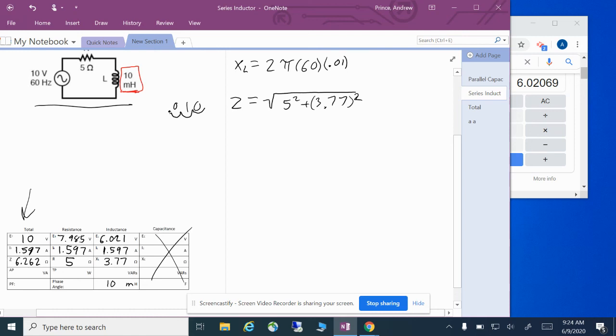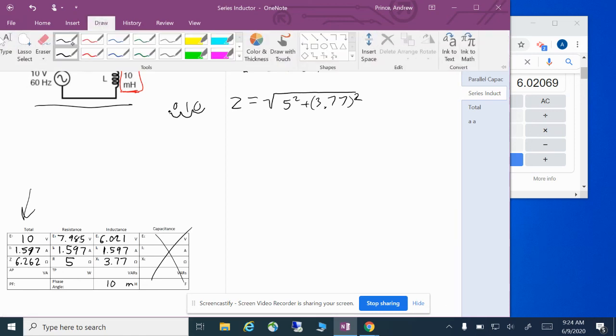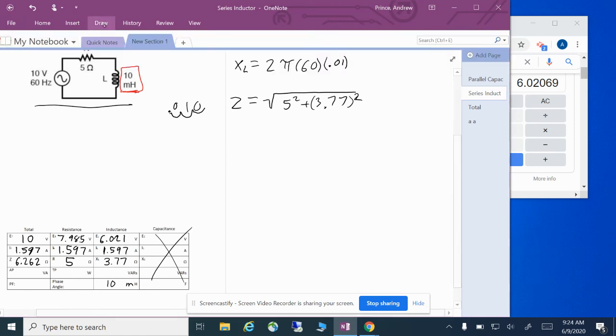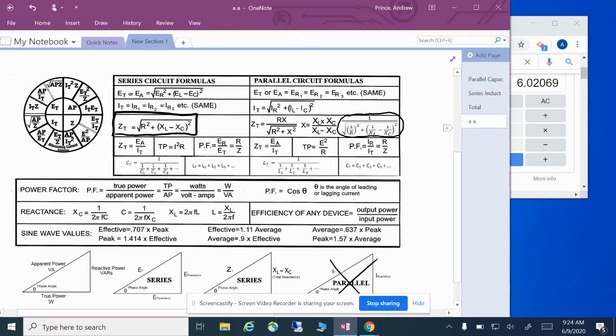Now, what's a way we could check our work here? Make sure we didn't make any errors up to this point. Well, if we look at our formula sheet, our voltage triangle applies in series circuits. So just like I use Pythagorean theorem for my impedance, I can also use it now for my voltage. So let's go ahead and plug this in and just check our work there.